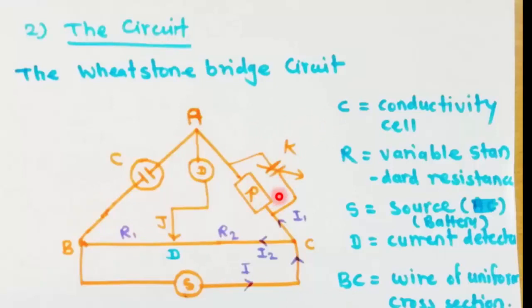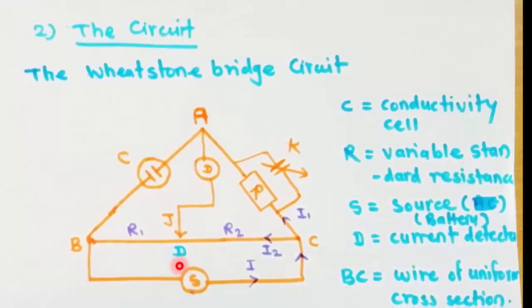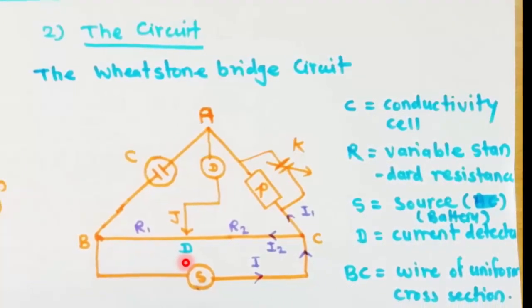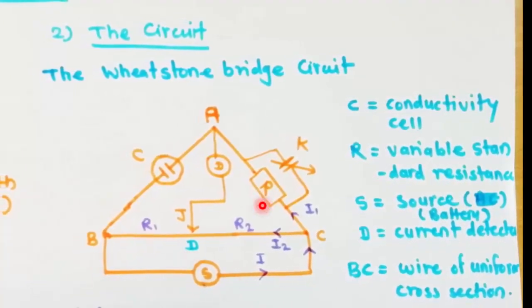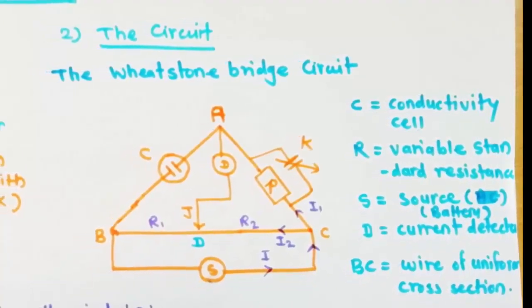C is the conductivity cell, R is a variable standard resistance, S is a source or a battery, D is the current detector, and J stands for the sliding contact or jockey. Now this point D is called the null point. I will explain null point. Capital K is called a capacitor.